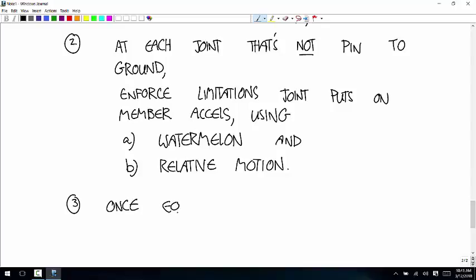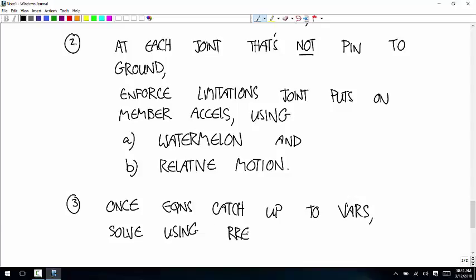And then once your equations catch up to your variables, solve using reduced row echelon form.